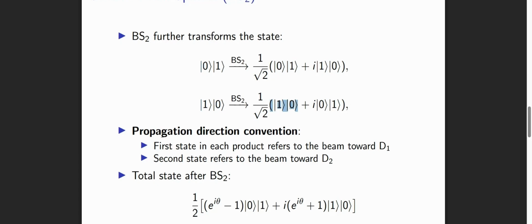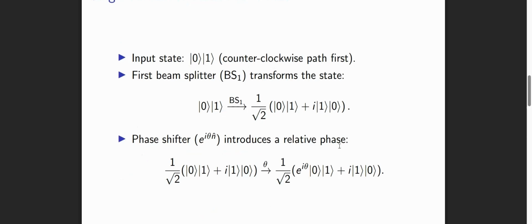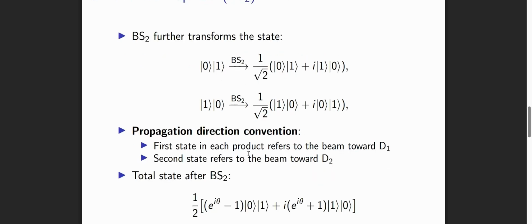So basically, you can substitute the 0,1 and 1,0 after passing through the beam splitter into this state over here. And then after that, what one is going to obtain is this equation. This is a simple mathematical step. One can obtain this equation.